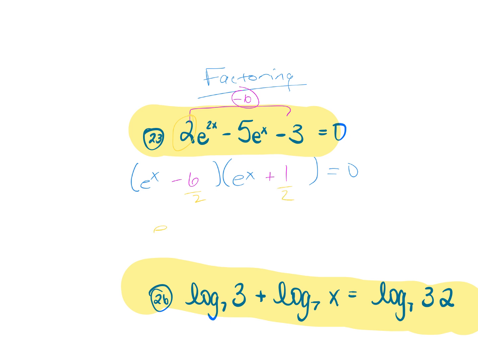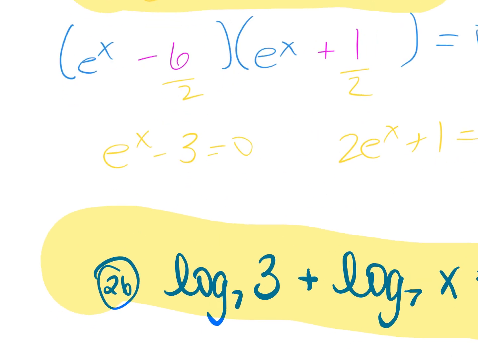So I have here e to the x minus 3. You guys agree? And here I have 2e to the x plus 1. And we'll set them both equal to 0. And then we just solve. If I move 3 to the other side, I have e to the x equals 3. What's the opposite of e to the x? ln. So I'm going to take the ln of this side. So I here get x equals, what's the natural log of 3? 1.099.